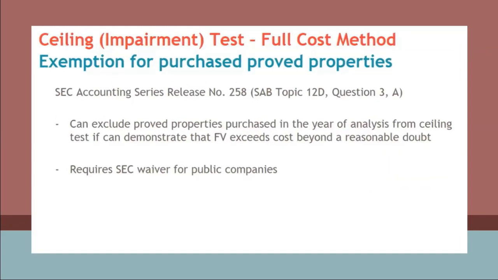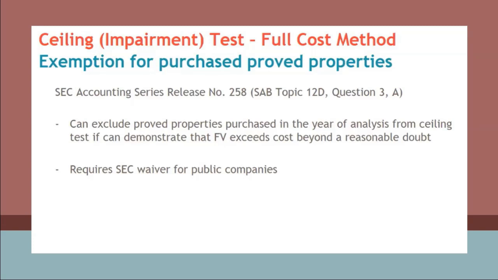There's an exemption. This is actually important. Exemption for purchased proved properties. So if the company has a large acquisition at the end of the year, or within the current period, you can exclude those proved properties purchased in the year of analysis from the ceiling test if you can demonstrate that the fair value exceeds cost beyond a reasonable doubt.